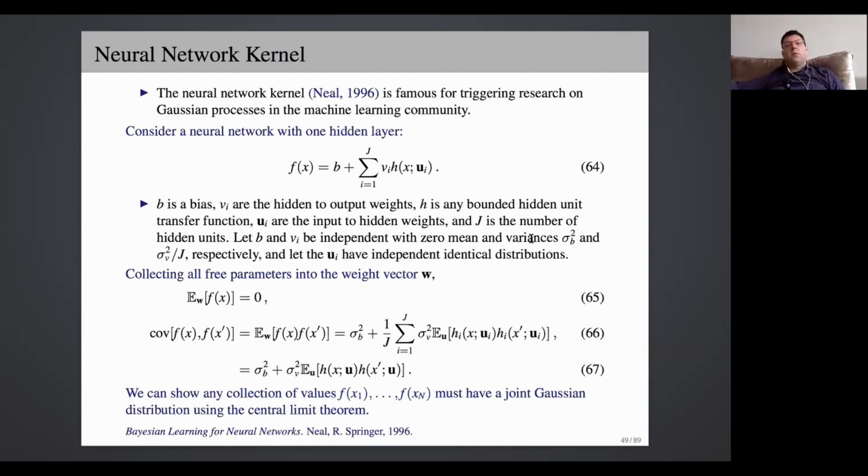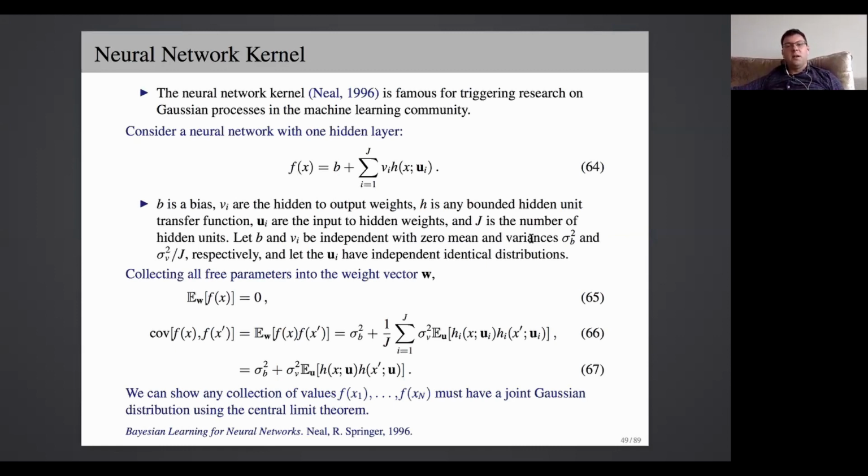Research on Gaussian processes in the machine learning community was instigated in many ways by work that Radford Neal was doing in the mid-90s on Bayesian neural nets, where he was really embracing this philosophy that we should build highly expressive, highly flexible models. And he took that to its limit. He said, well, let's build Bayesian neural nets that have an infinite number of hidden units. And when he took this limit, he actually showed that these models converge to Gaussian processes using a central limit theorem argument.